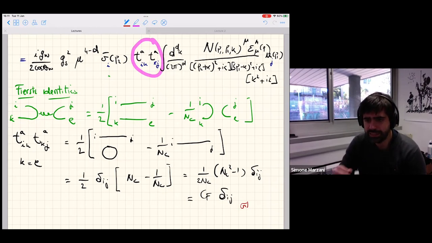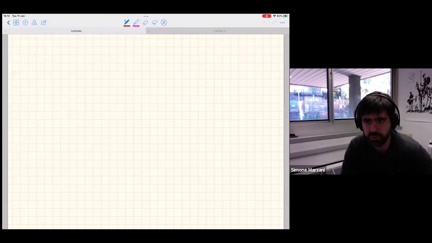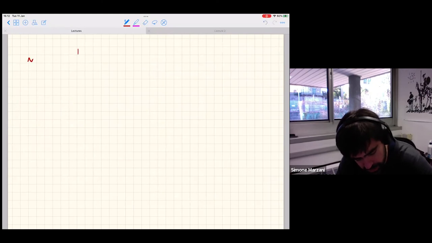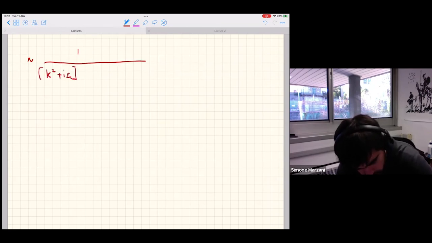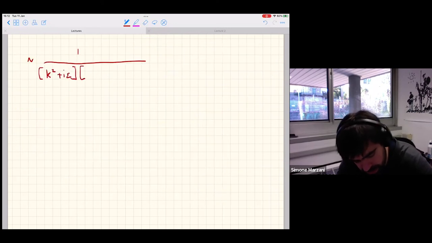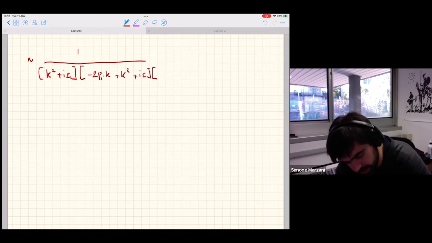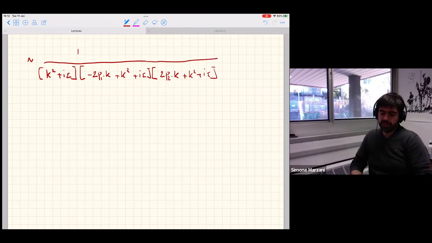But there is actually another thing which is worrisome for us. If we look at the integral that we have to perform, and if we look in particular at the denominator, let me write it here for you. If you look at the denominator of the integral we want to do, it has this form. There's a k squared plus i epsilon. And if I explicitly do these squares, p1 squared is 0. So I have minus 2 p1 dot k plus k squared plus i epsilon. And then I have 2 p2 dot k plus k squared.